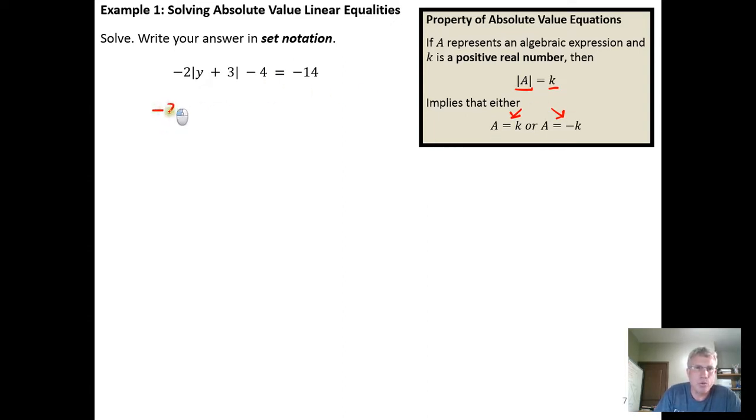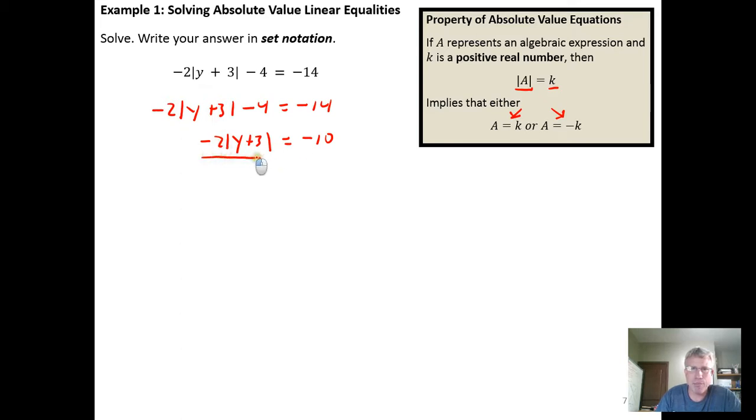So we're going to completely rewrite the problem. And then we're going to work on isolating the absolute value symbol. Step one will be to add 4 to both sides. So negative 14 plus 4 will be negative 10. Negative 4 plus 4 will be 0, which will leave us with just negative 2 times the absolute value of y plus 3. The absolute value sign is not isolated yet because it's got a multiplier of negative 2 in front of it, kind of like a coefficient.